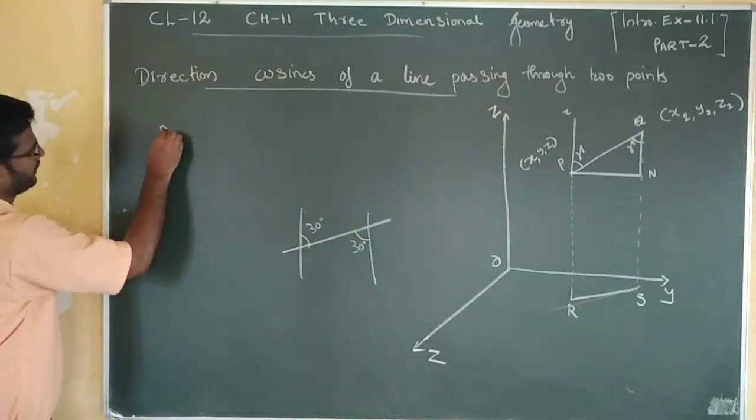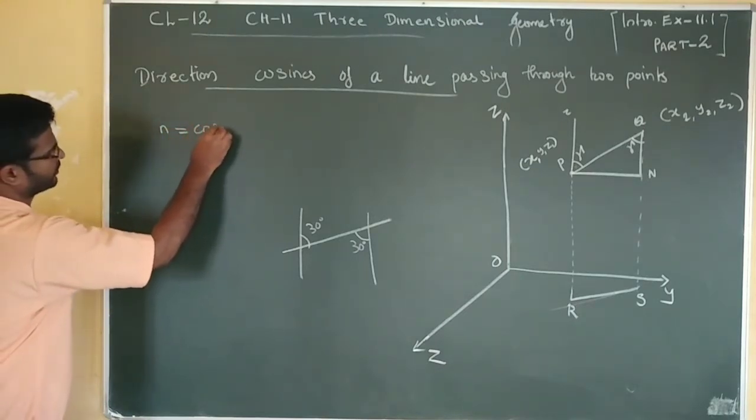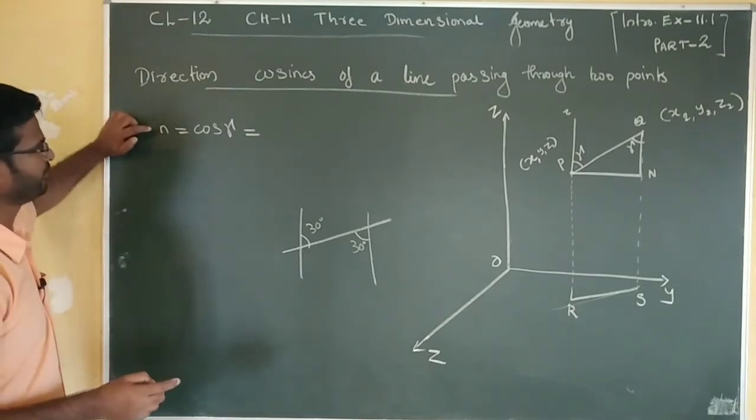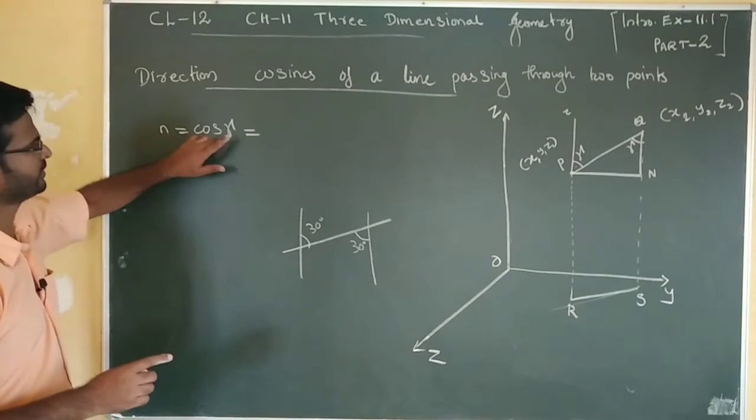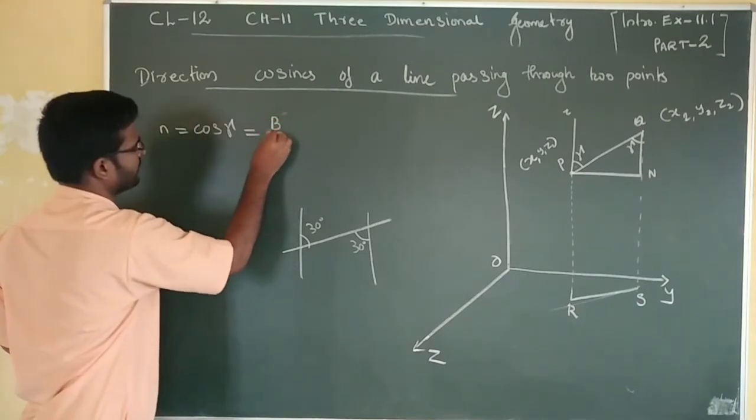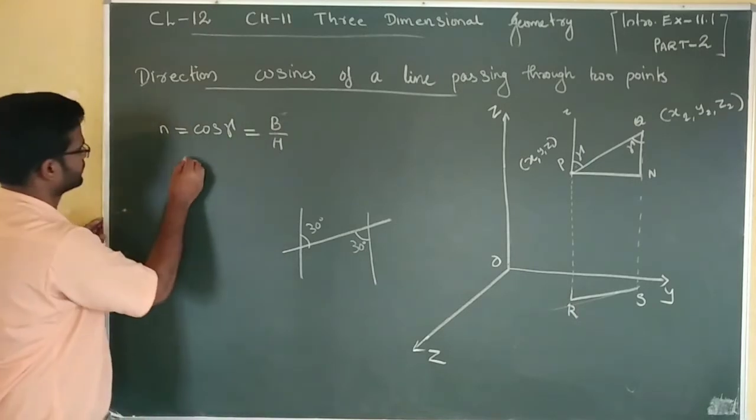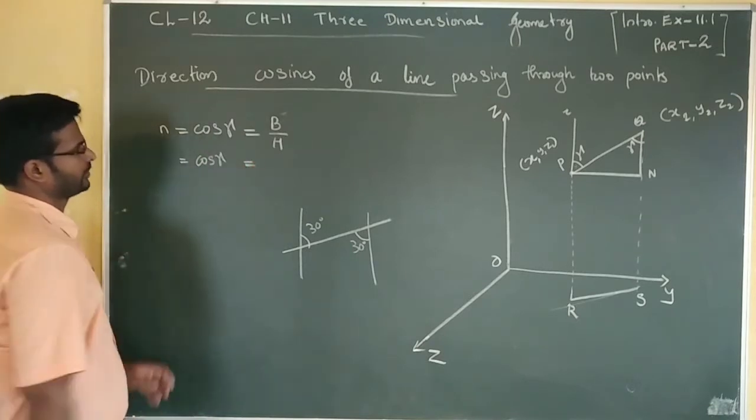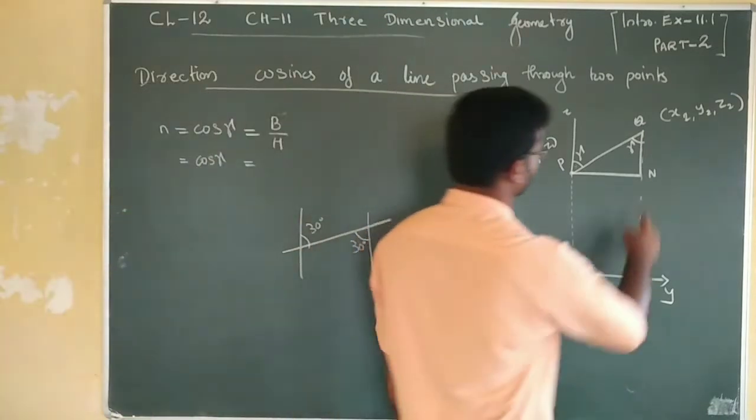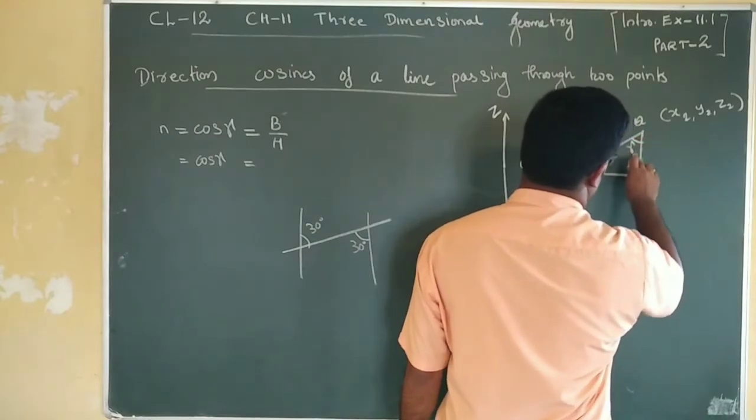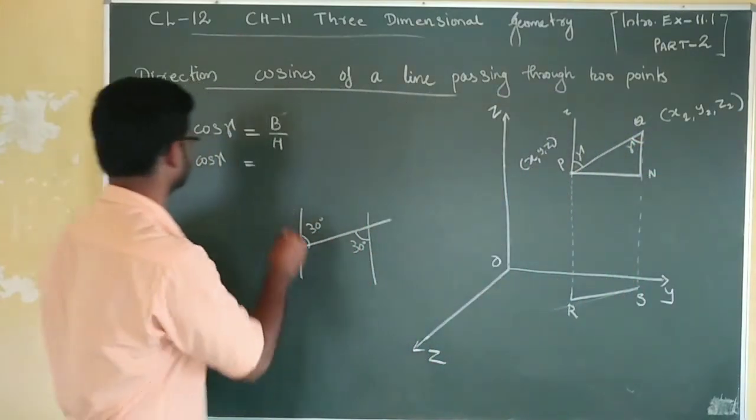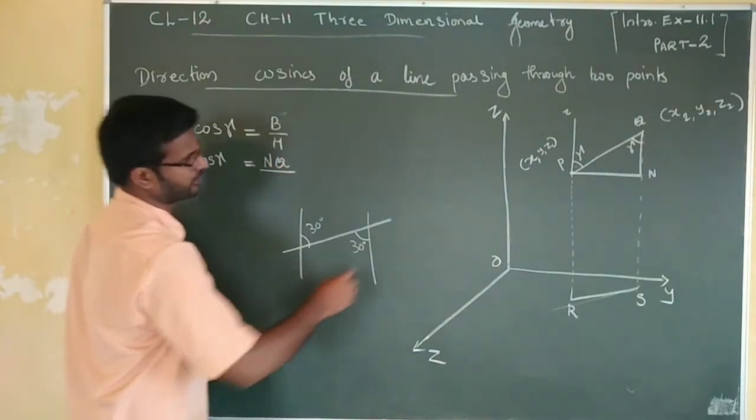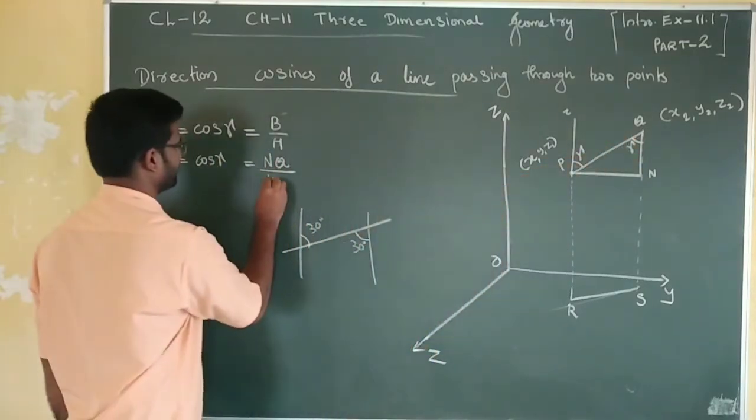That is n equal to cos gamma. L means cos alpha, M means cos beta, N means cos gamma. Cos means base divided by hypotenuse equal to cos alpha. What is base in here? Base means when you consider angle gamma in here, base NQ. NQ divided by hypotenuse. What is that? That is PQ.